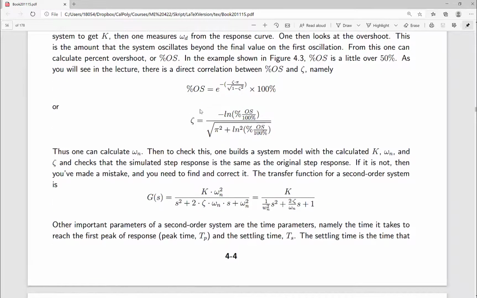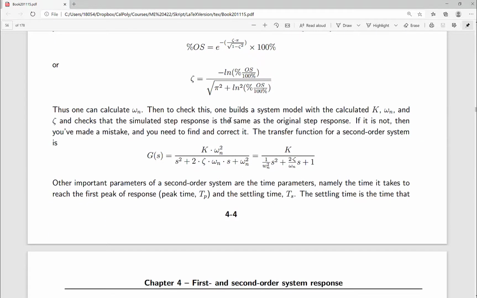So what will happen if you do that is you then know the three performance parameters that make up a second order system. You know K by how much it jumped, you know zeta from the percent overshoot, and you know omega n because you knew the damped period and the damped frequency, and you can figure out omega n from that. So you can get the performance parameter version of the second order step response.